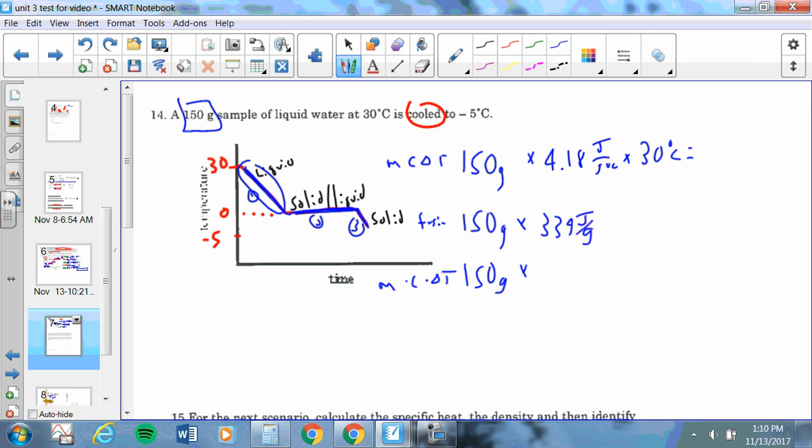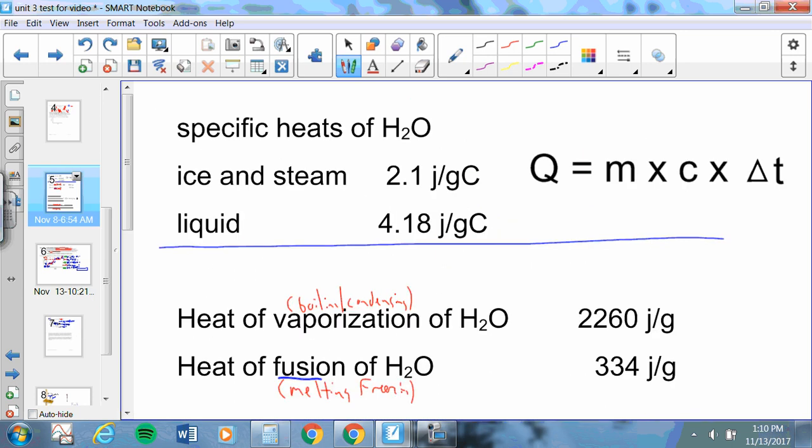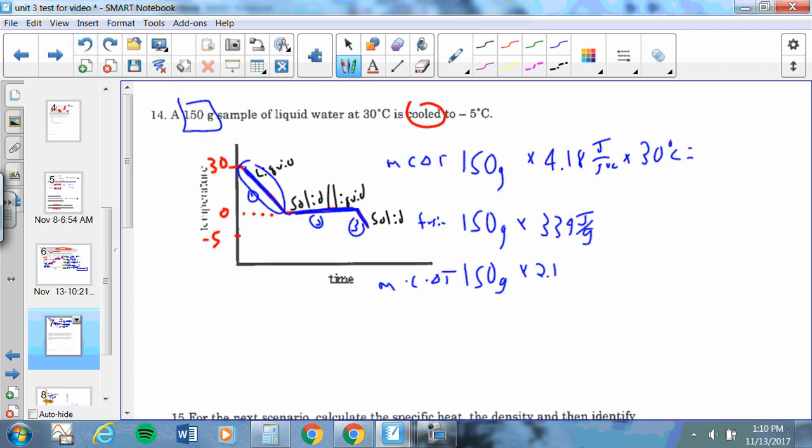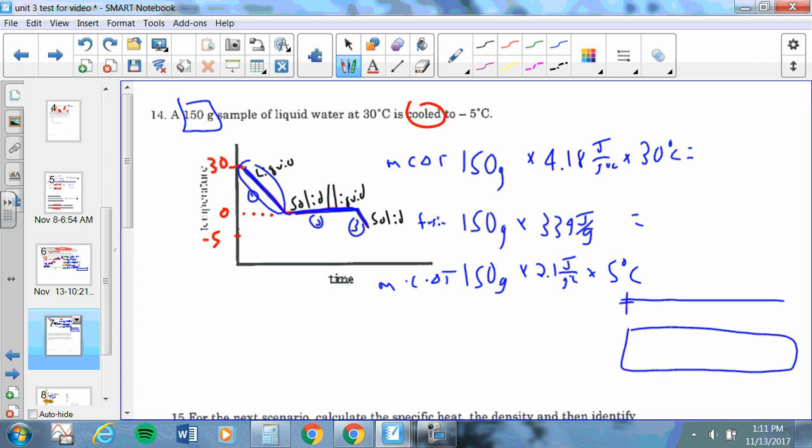And the last slope. That's solid, and so I'm going to use the specific heat for solid, or ice, which is 2.1 joule per gram degree Celsius. And the change in temp is only going to go from 0 to -5. That is a change of 5 degrees Celsius. Once again, you calculate all of them out, a lot of multiplication. You add the 3 of them up. Again, you don't have to watch or listen to me do math.